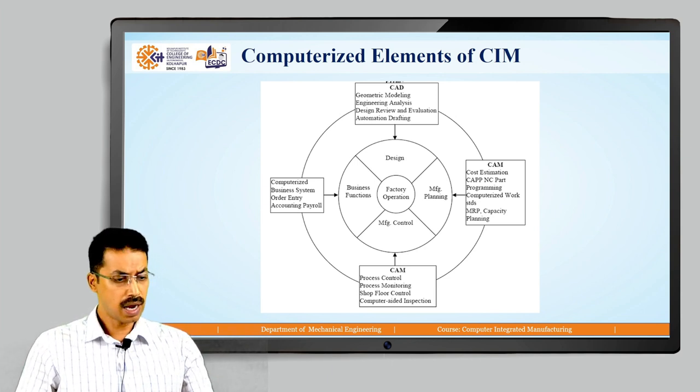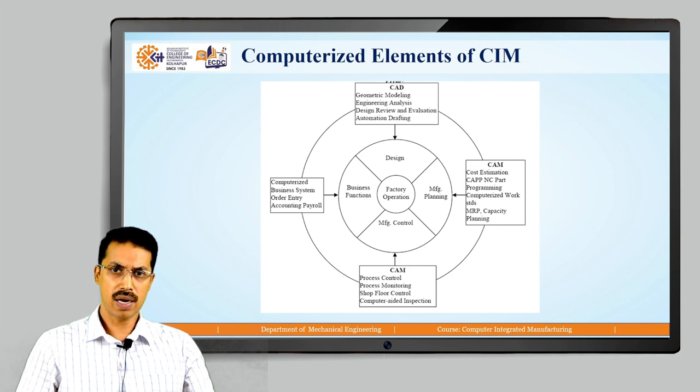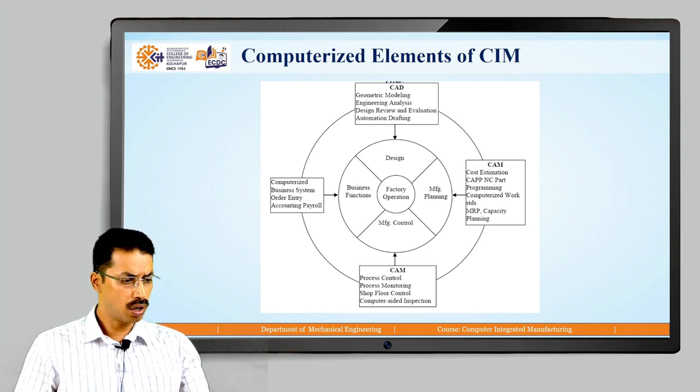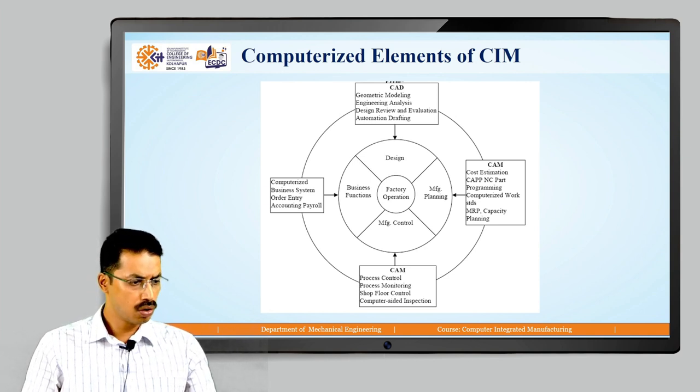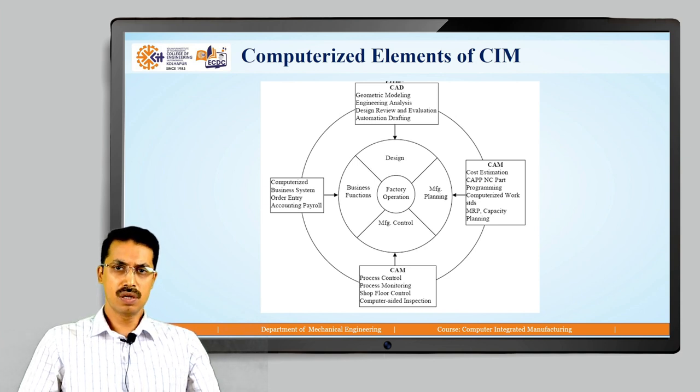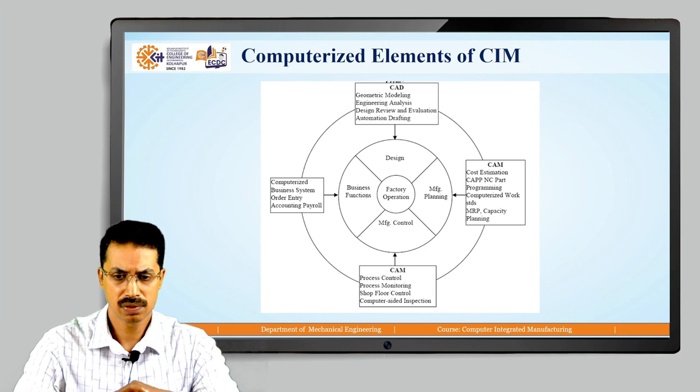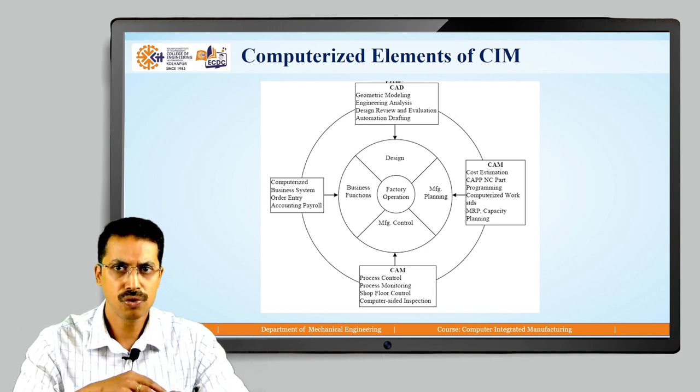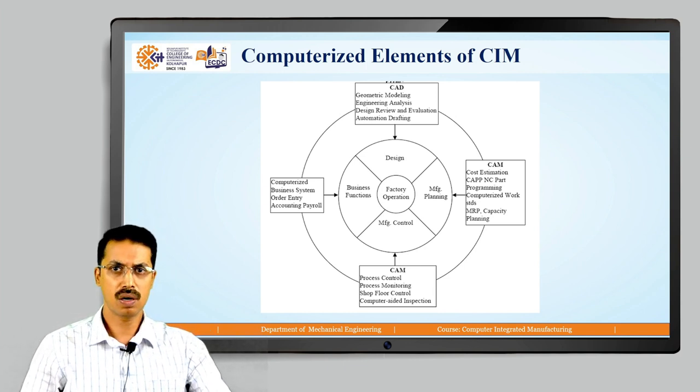The CAD, CAM and manufacturing control are the scope of the CAD and CAM, and if we include the business functions, it will become the scope of the CIM. It is already discussed. So how is the computer helpful in the business functions? For example, order entry, accounting, payrolls, computerized business systems are used for different activities which are helpful in the business functions. Hope you are getting the scope and the computerized elements of CIM.